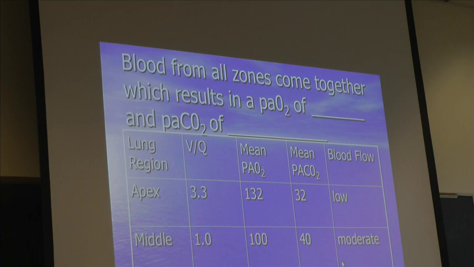All right, so what message should you take away from all of this? When you're comparing ventilation and perfusion in the different lung zones, you're going to come up with different proportions, therefore different oxygen levels, different CO2 levels. But in the end, when it all comes together and goes back to the left heart, you have to know what the normal is, which is 90 to 100 for your oxygen level and 40 millimeters of mercury for your CO2 level.